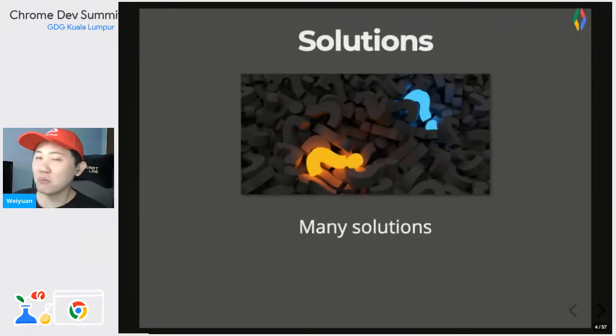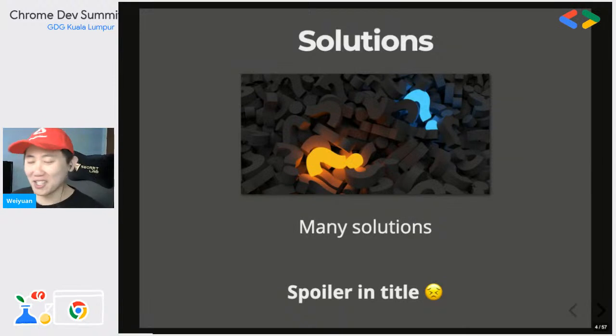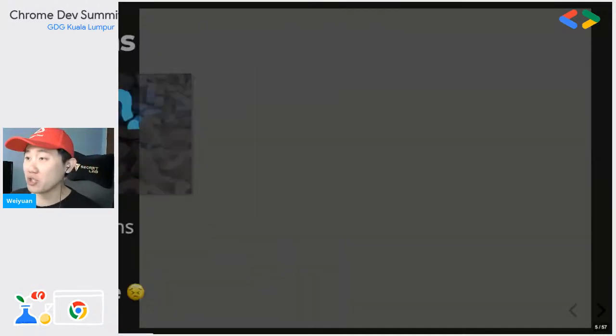There are many different solutions on how you can solve this problem, or rather emulate that animation you saw earlier on. Of course, spoiler in the title, yes, we went with computing our own trigonometric formulas in SCSS. But let's talk a bit about why we didn't go with the other solutions.